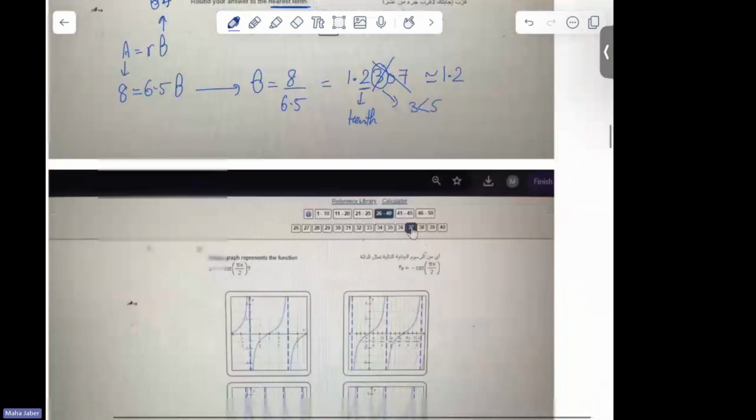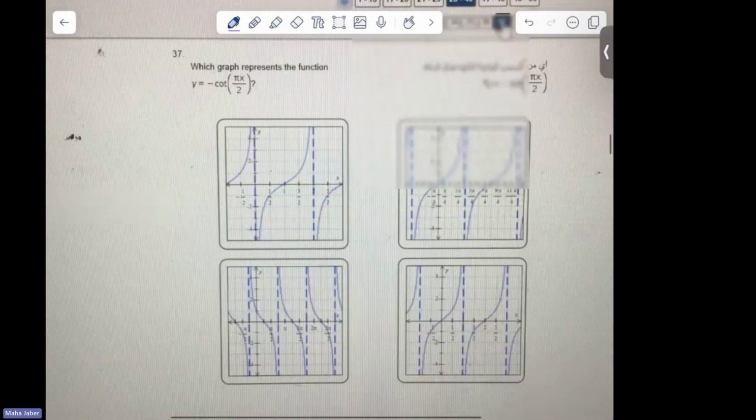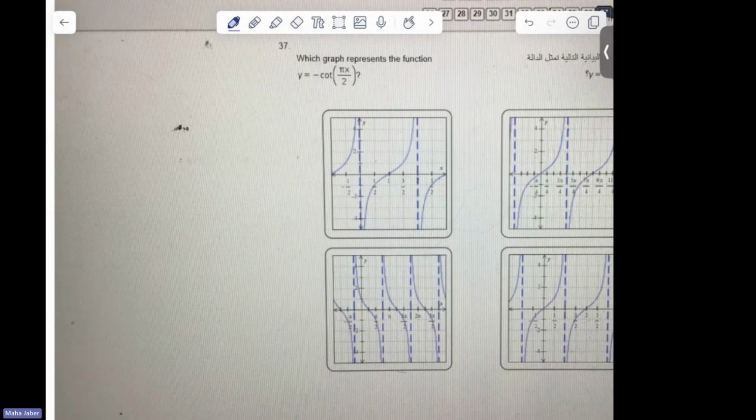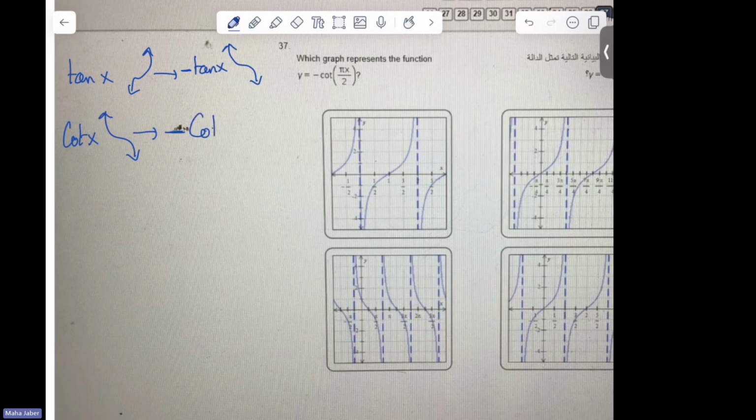Now we go to another equation. Here he's asking you which one represents the function of minus cotangent x. As a summary, we can show you tan x looks like this. If you say minus tan x, it's going to be like this. Cotan x looks like this. If you take minus cotan x, it looks like this. Now, I'm going to use the red color.